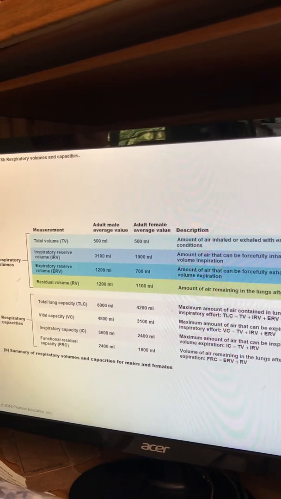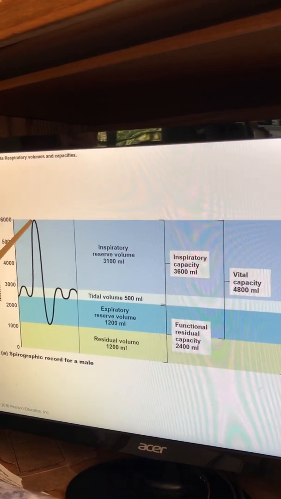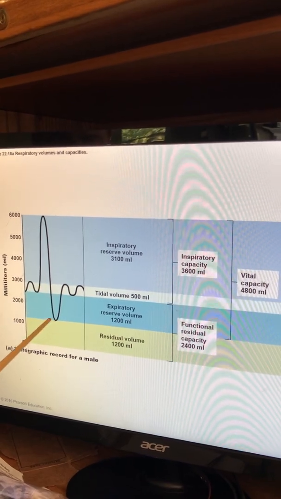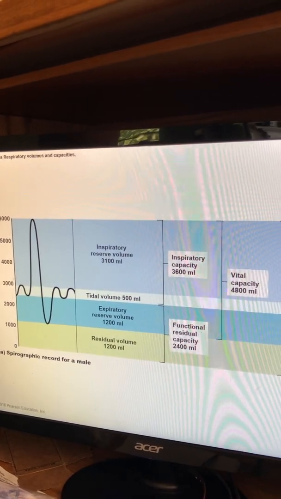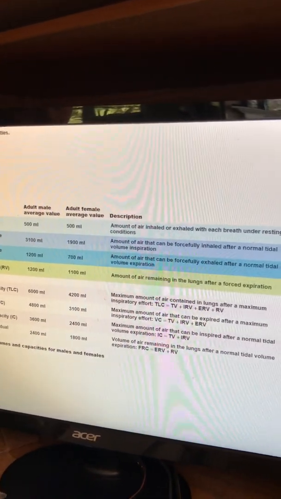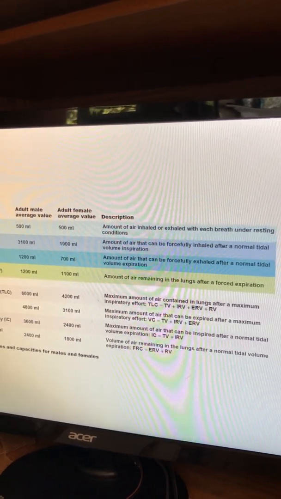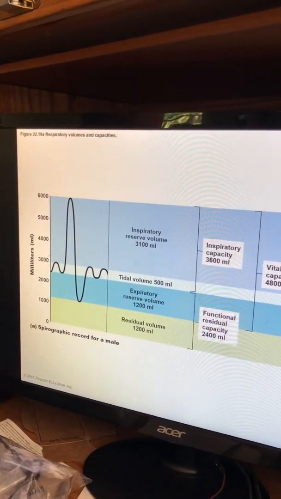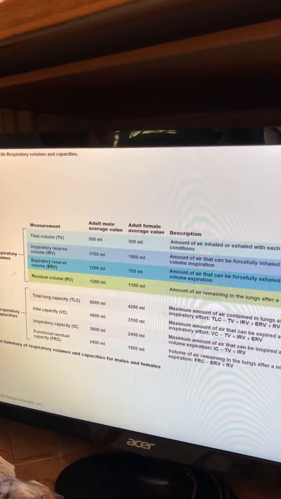And then what we're going to do is blow it out. When we blow it out, we're going to blow out not only everything that we extra inhaled, but we're going to blow out our tidal volume that we took as we were surviving, and we're blowing it out to about here. And so that's going to be all of our inspiratory reserve volume and also all of our expiratory reserve volume. So that's the amount of air that can be forcefully exhaled after a normal tidal volume expiration. So a normal tidal volume expiration is kind of in, out, and then blowing out as hard and as fast as you can.